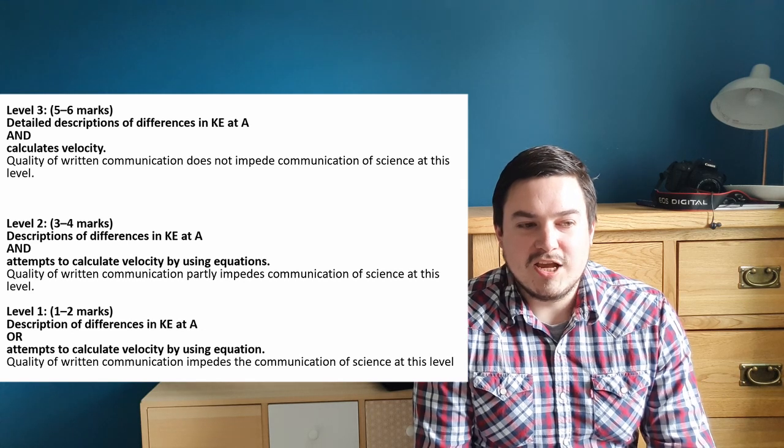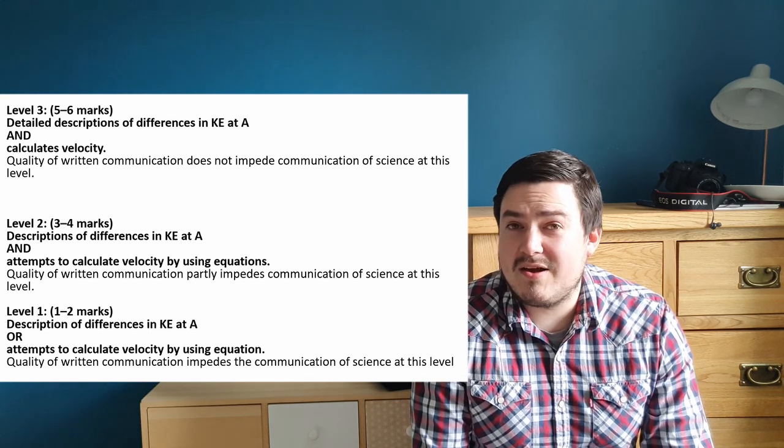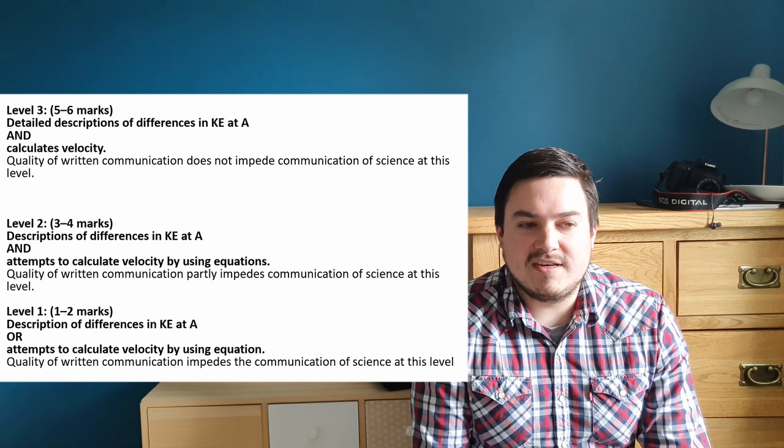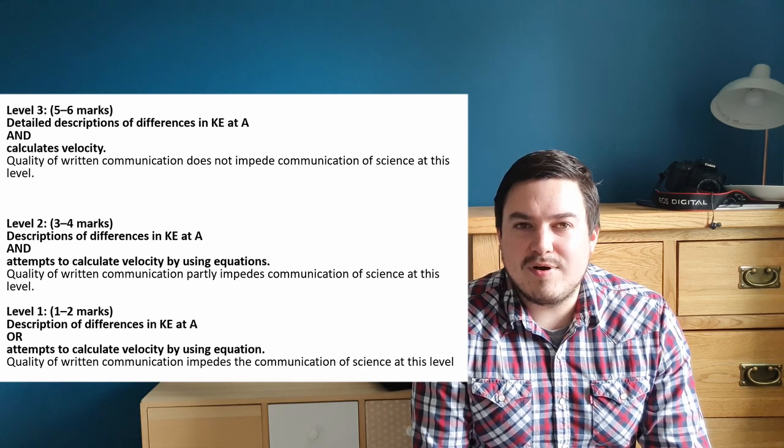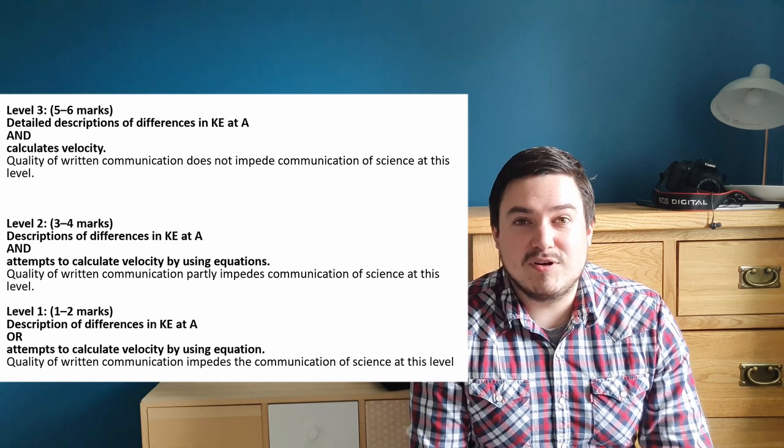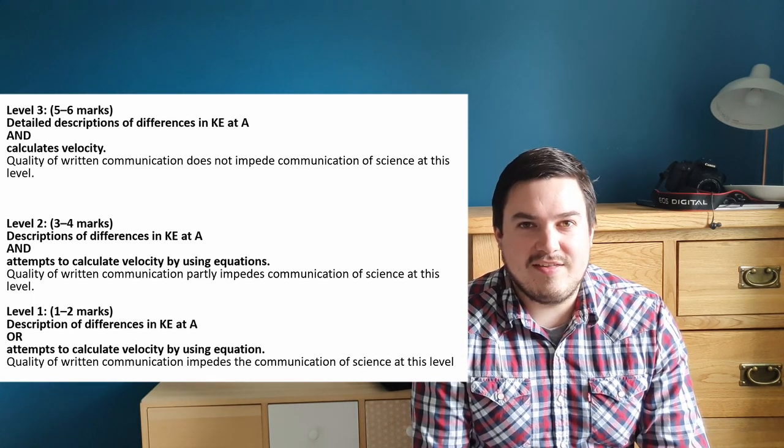For 4 marks, you have to do both those things. Again, you haven't got to get your calculation right, but you do need to describe the differences in kinetic energy correctly at that point. And then for level 3, you must do both those things and you must correctly calculate the velocity at the end there. If you don't manage to do that, you're not going to get those final marks.